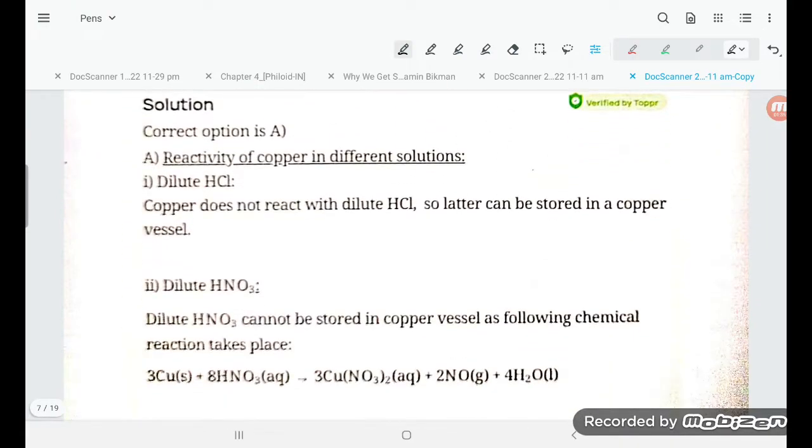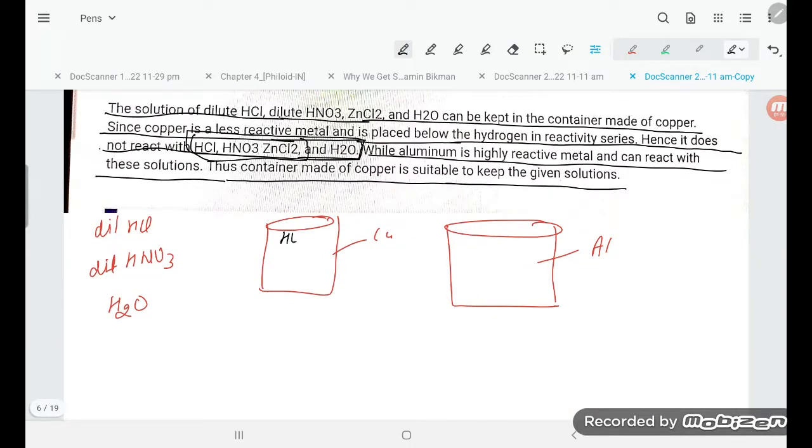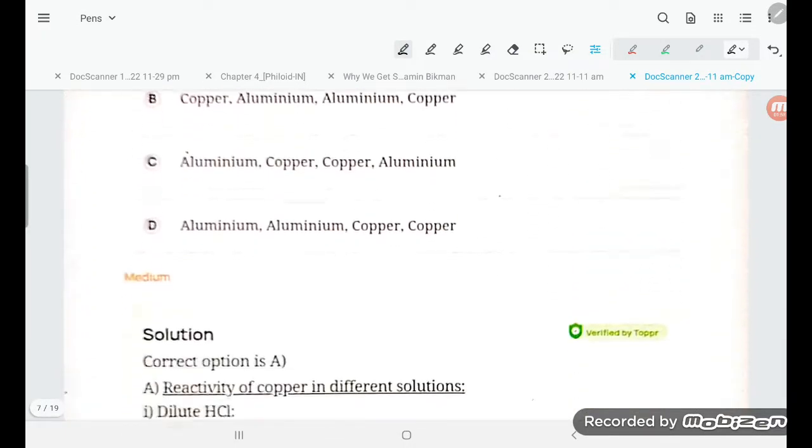Okay, let us see. Copper does not react with dilute HCl, so it can be stored. Means that is copper and you are taking HCl, so no reaction. No reaction means if the copper container is there, you can fill it with HCl. Okay, now see the next one.